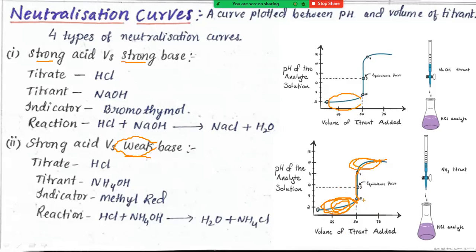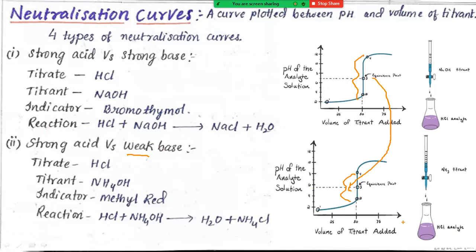Here we can see the sudden increase of the pH value only to a little extent. It is not much. Whereas in the case of strong acid and strong base, the sudden increase is larger. Suddenly it goes from 3 to 12, nearly 8 to 9 points. But this cannot be seen in strong acid versus weak base. Why? Because the substance contains a weak base, which has low dissociation power, low ionization power.